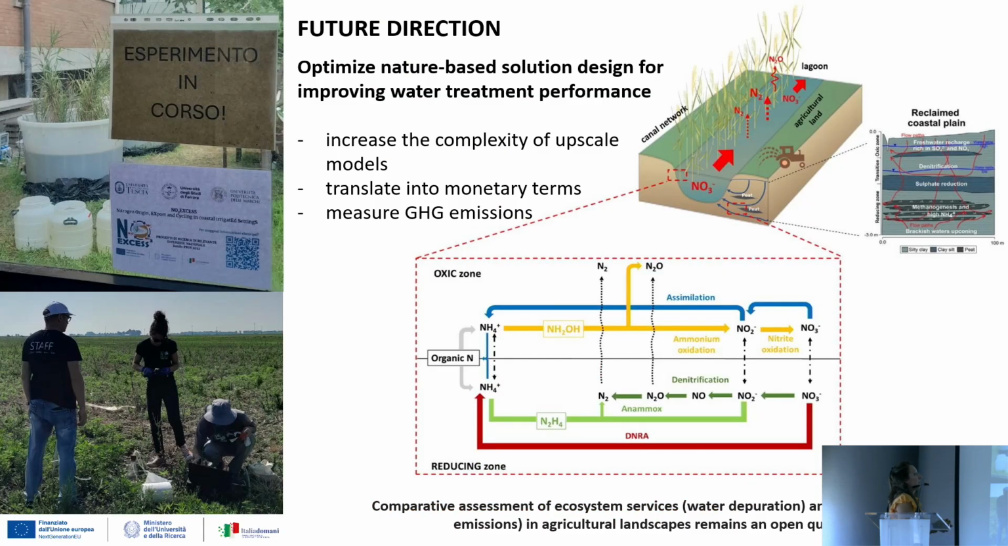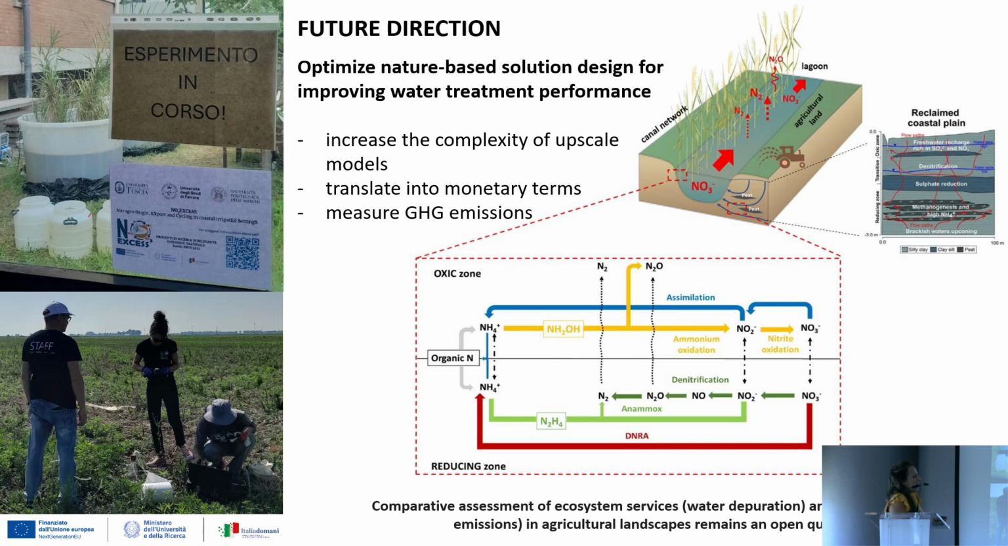The future direction is to optimize this nature-based solution in order to improve water treatment performance. For example, through increasing the complexity of upscale models, introducing new regulating factors, for example the salinity that is affecting some of the canals in the Po River Delta, but also taking into account other nitrogen removal processes, not only nitrification, but other coupled processes, for example nitrification and denitrification, but also anammox, also dissimilative nitrate reduction to ammonium.